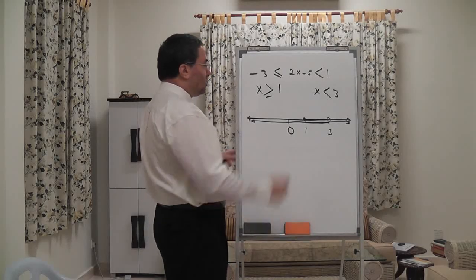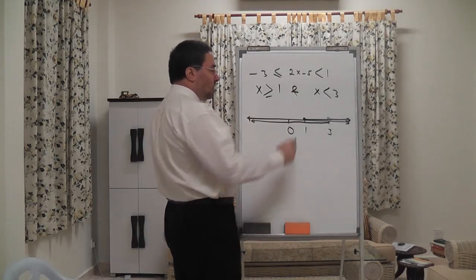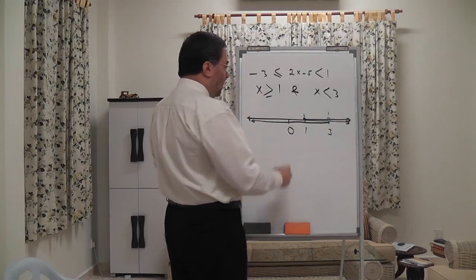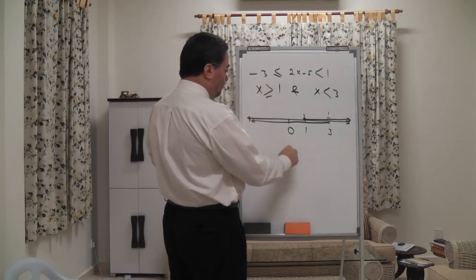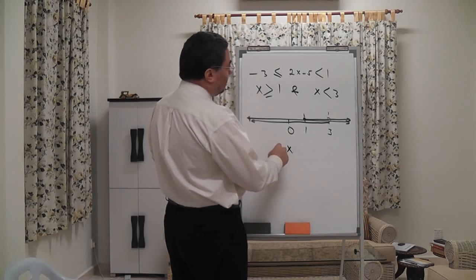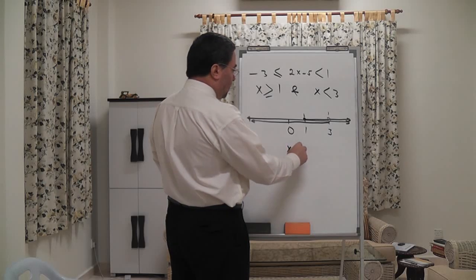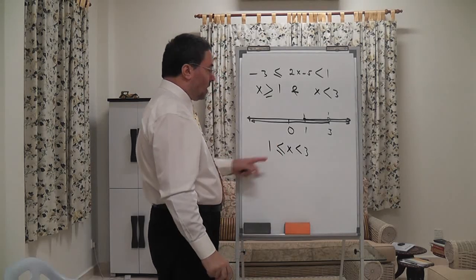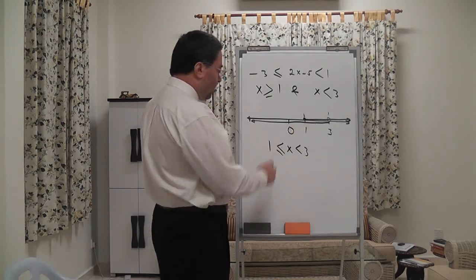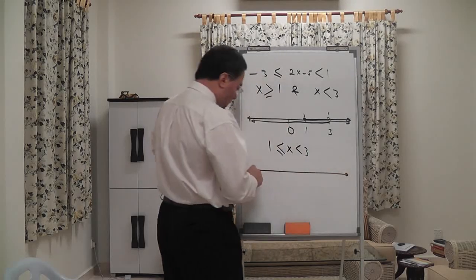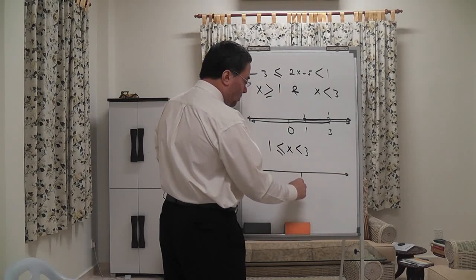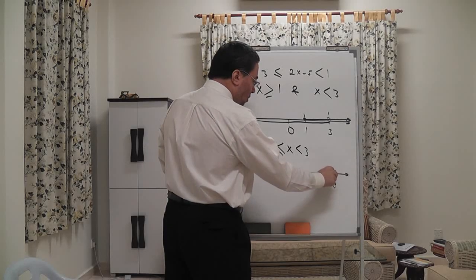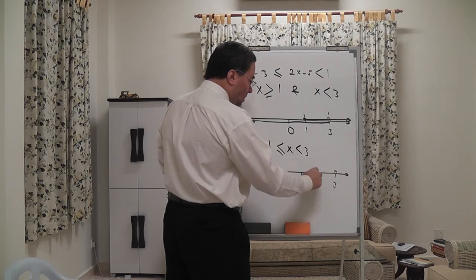And now the common region, this is "and", it's a conjunction. The common region is between these two numbers. And so our solution will be x is less than 3, more than or equal to 1. And this is the graph of this inequality. Let's put it properly: 0, 1, 3, closed circle, open circle.